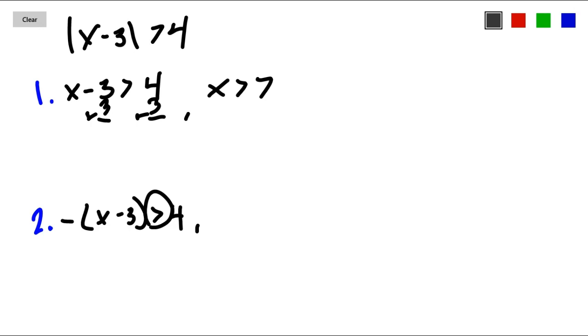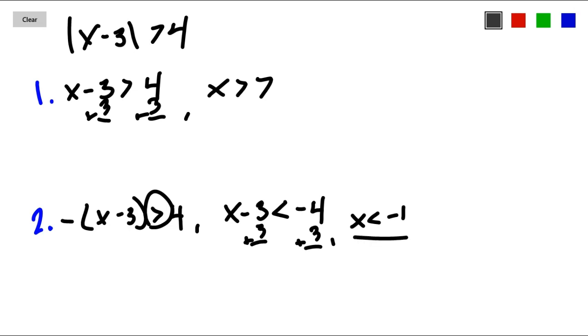So what we're going to do is x minus 3 is less than negative 4, which is equivalent to the original inequality that we had. And then you just add 3 to both sides, and you get x is less than negative 1. So notice this, it's not possible for one x value to be both less than negative 1 and greater than 7. It doesn't make any sense.